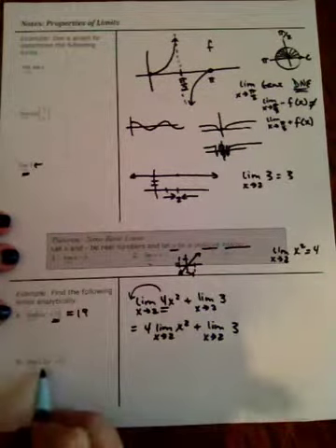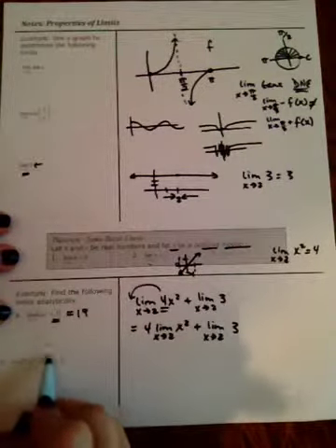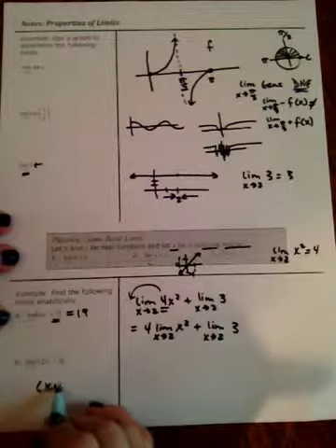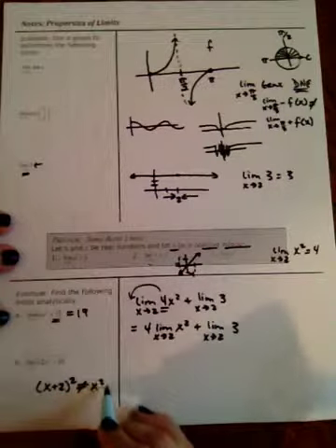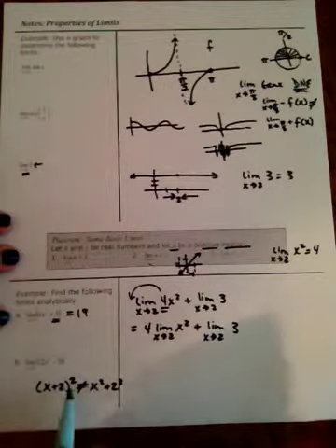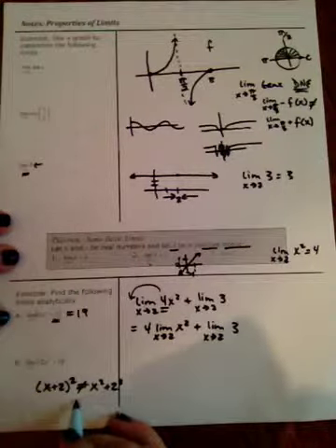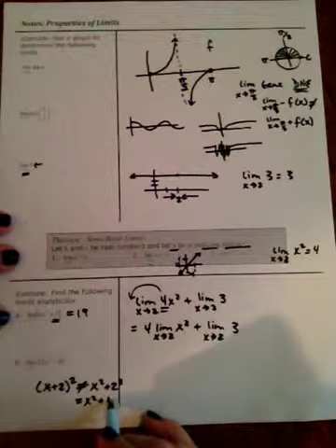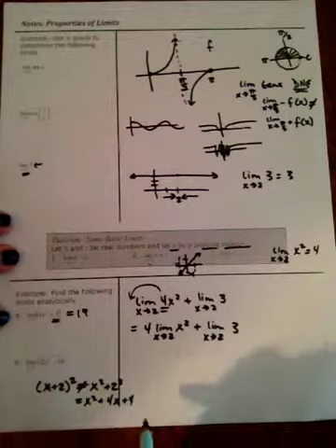What you can't do is break up a limit when you've got some kind of grouping symbol over it. We all know that x plus 2 squared is not equal to x squared plus 2 squared. You can't do that. You can't distribute an exponent over a plus or a minus sign. It's actually equal to x squared plus 4x plus 4. You have to FOIL or multiply it in some way.